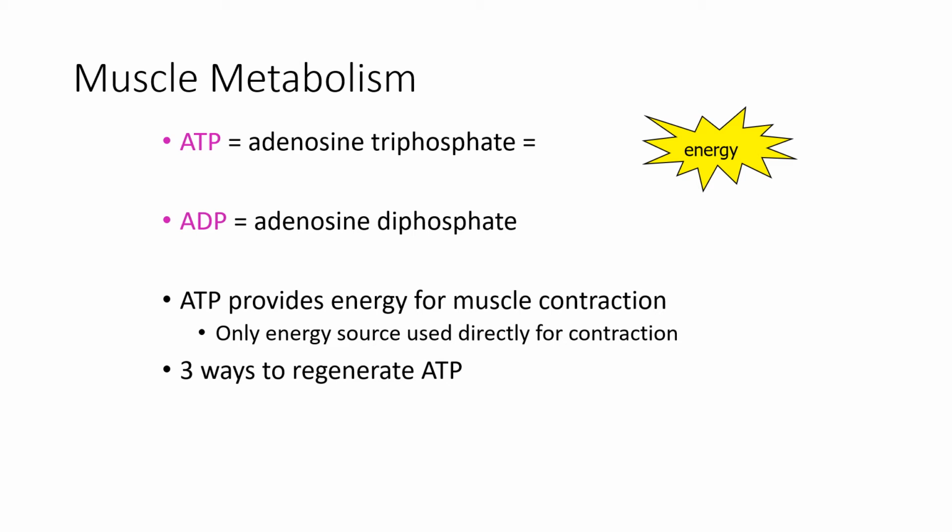ATP is the only source used directly for contractile activity, and it must therefore be regenerated as fast as it is broken down. As soon as the available stores of ATP are hydrolyzed or used up, which takes about 4 to 6 seconds, they are regenerated by 3 different ways. The interaction of ATP with creatine phosphate, anaerobic glycolysis, and aerobic respiration. Let's have a look at those in a little more detail.